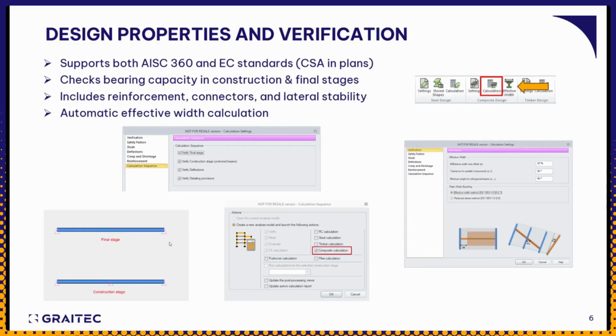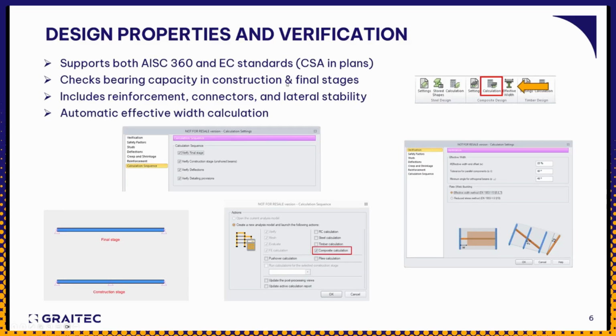So the next step will be design properties and verification. If you are familiar with Advanced Design, you will find in the UI that now we have also some extra icons here, which are just for composite design. And as I mentioned, it's going to work for AISC 360 and EC, and Canadian codes are coming. What kind of checks will we do for these composite beams? It's going to be bearing capacity and design and code checks in both the construction stage and the final stage.